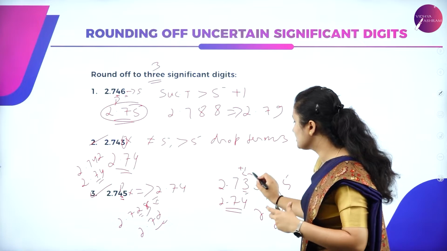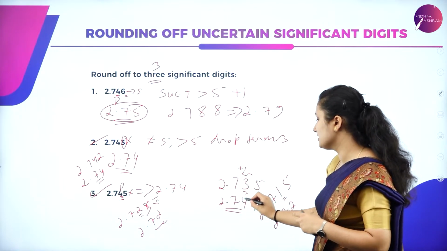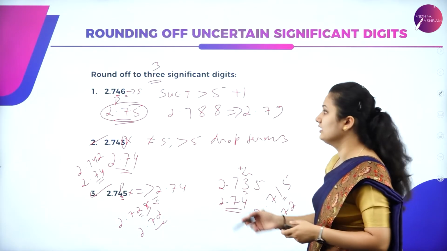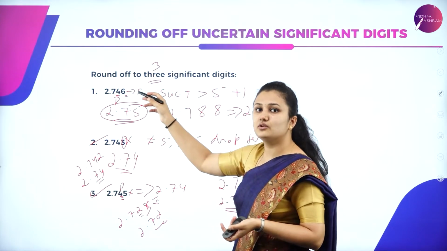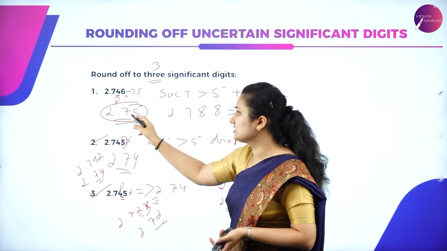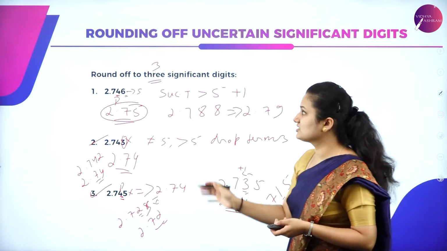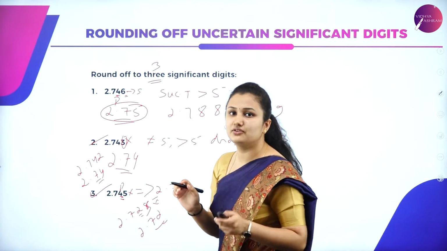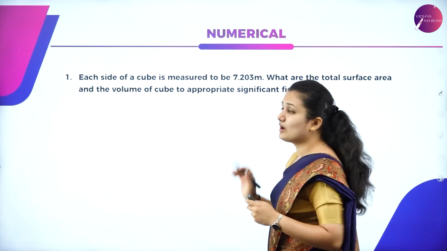So you will add +1 and write the answer as 2.74 if it is equal to 5. If it is greater than 5, then you simply add +1 and write the preceding term as 5. So this is about rounding off of significant figures. So next you have a numerical.